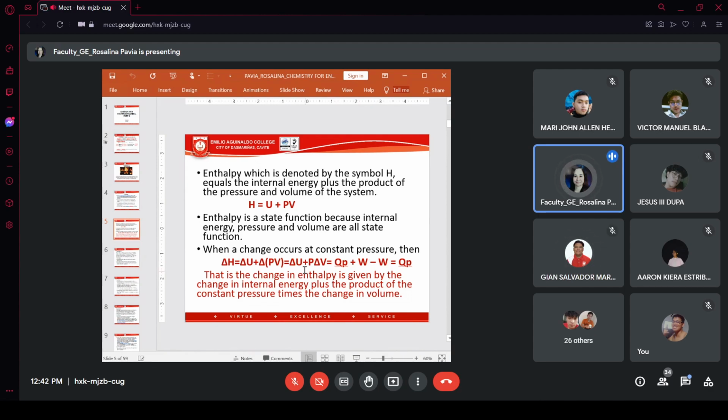Pag sinubstitute natin yung delta U dito sa equation Q plus W, then alam nyo naman na yung P delta V is the negative work. So, i-substitute natin dito, negative W. Magka-cancel out yung dalawang W kasi positive W minus W is 0. So, we can deduce that delta H now is equal to the heat at constant pressure. Lagay nyo na sa notes nyo. Delta H is actually the heat at constant pressure.